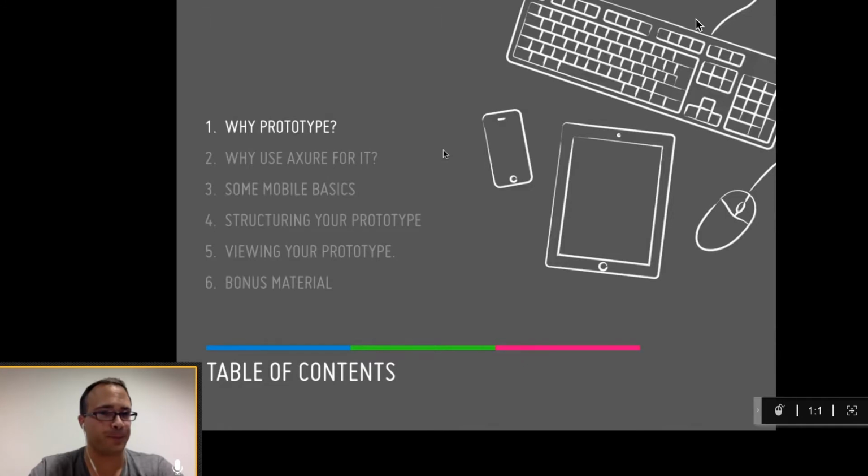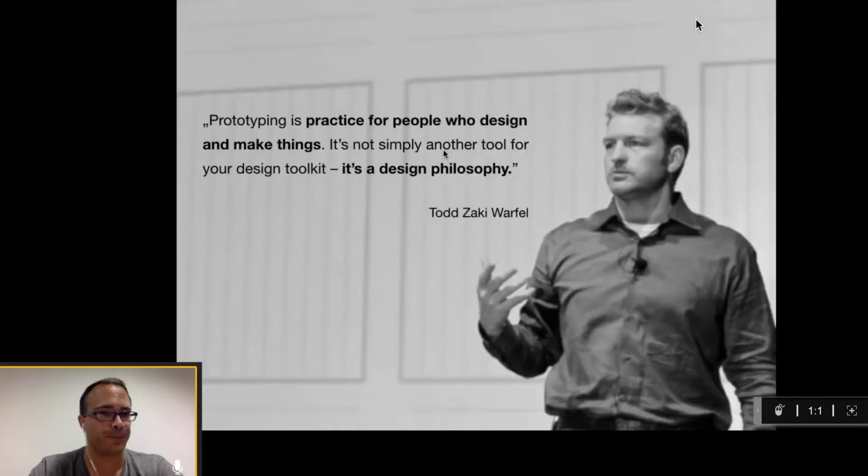Starting with why prototype. The quote I like best is by Tsutsuki, who wrote one of the few books about prototyping. There are not so many, I found 4, I think. What I like about it is that it says prototyping is not a technique or something you learn, but rather a practice to design things that you should adapt. So it's a philosophy that you try out things and see what works and what doesn't work.